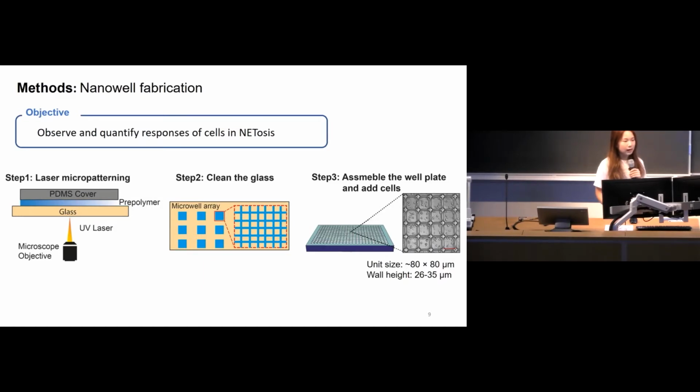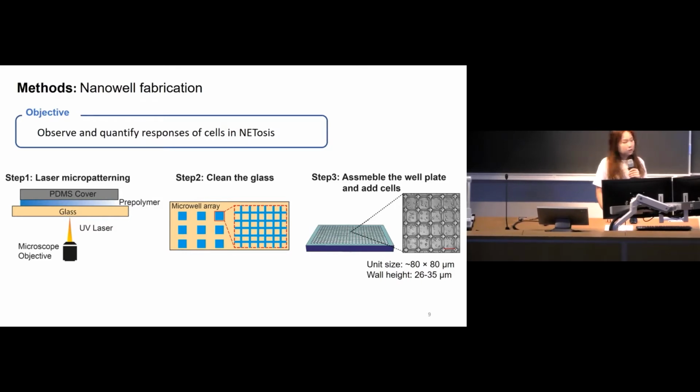We use the UV light to photopolymerize the prepolymer on a glass slide. Then we use ethanol to wash out and cure the prepolymer. That's how we get a nice microwell pattern on a glass slide. And the final step is just to assemble a well plate frame with the glass slide.